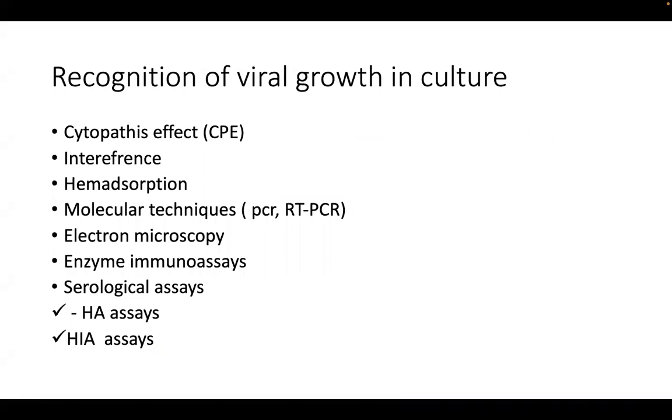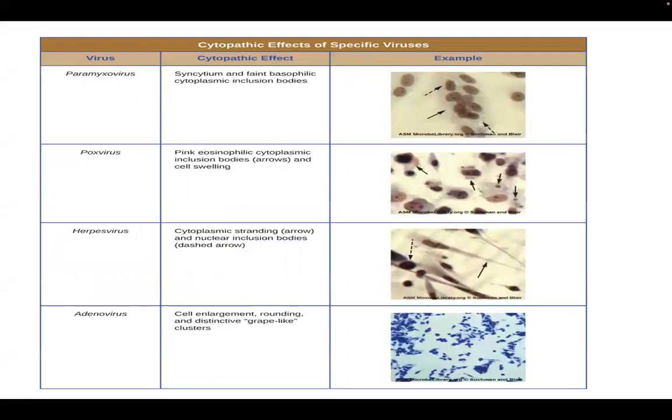So some of these methods we saw last time, so we won't go through them, of recognizing if there is a viral growth in a culture, and this includes formation of cytopathic effect, if you can still remember what interference is, hemadsorption, and molecular techniques like PCR, electron microscopy, and the list goes on and on. So you can refer back to the notes on lab diagnosis to read further on the same.